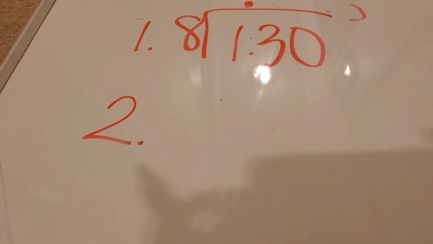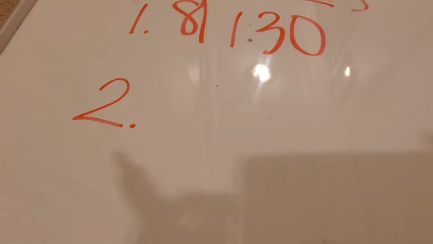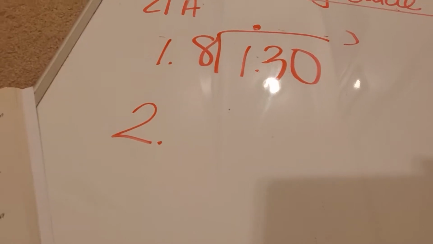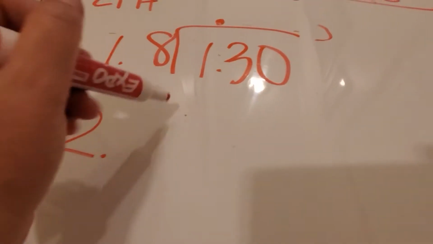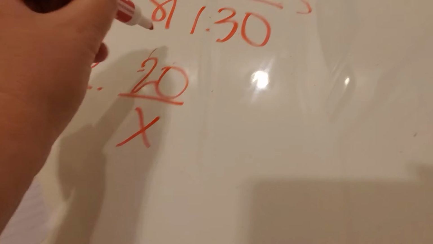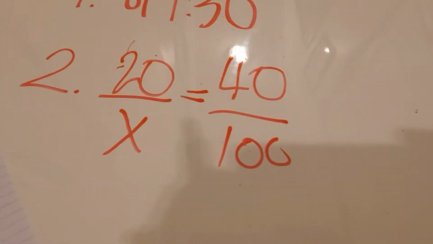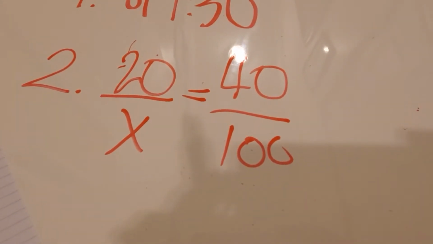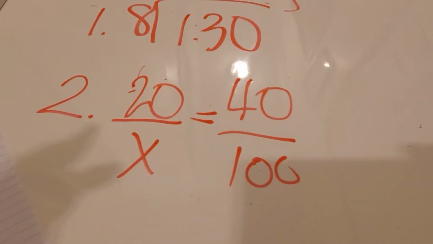On number 2, it says 40% of the people attending the movie were adults. If 20 adults attended, here's how you're going to set up your ratio. There's 20 adults. It's asking how many people, right? And I'm going to set it up 40 over 100. Remember why we said that? They said 40% were adults. And remember, percent is always over 100.